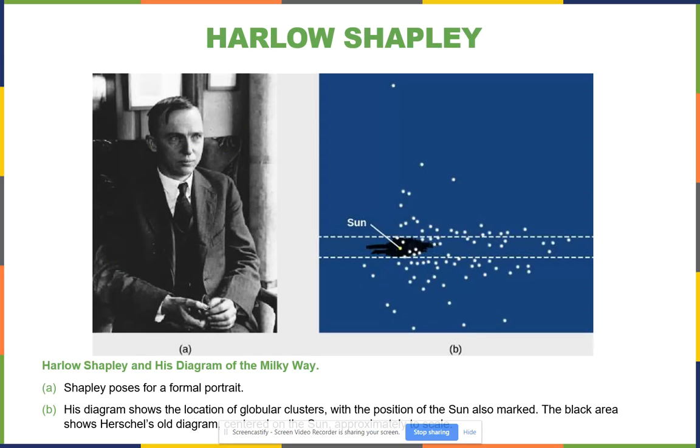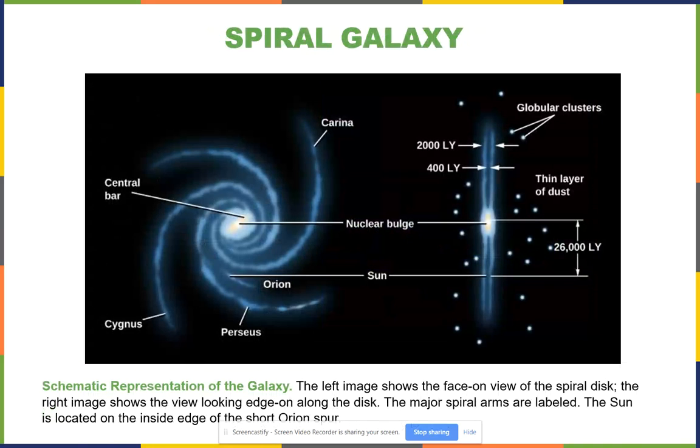So here's a lovely picture of Harlow-Shapley and some comparison to his model, and the little black there is what the Herschels came up with, William and Caroline Herschel. So you see his galaxy here is much bigger than theirs and has a off-center center. Here is what we believe the galaxy looks like today.